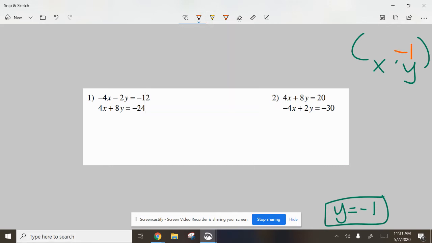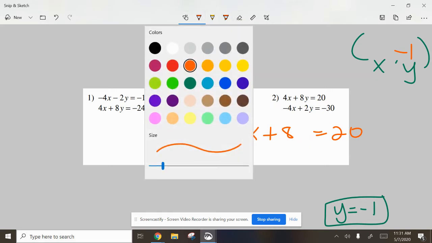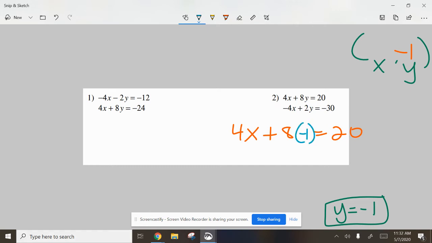Where do I put that -1? I'm going to rewrite the top equation again: 4x plus 8y equals 20. But again, what am I going to erase? The y, because I know the y is -1. So now I have 4x minus 8 equals 20.